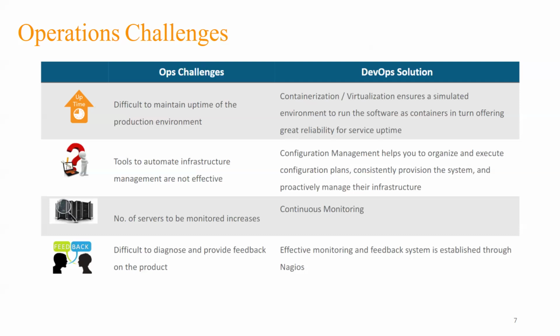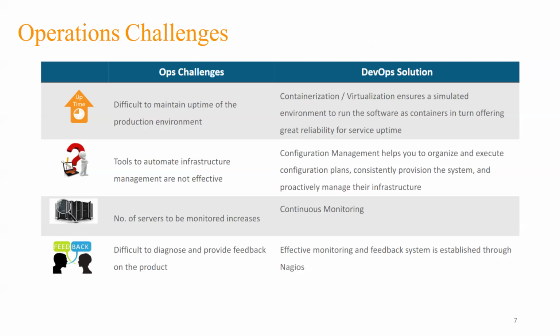Now let's say the third point: the number of servers to be monitored increases. For example, say we have 100 servers in the production environment. We have to understand how we maintain and keep monitoring all the servers. Take the Flipkart application, the Amazon application, the Netflix application, any kind of application. We need to understand how many servers there are and how we can monitor each and every server. That is what the number of servers to be monitored increasing means.